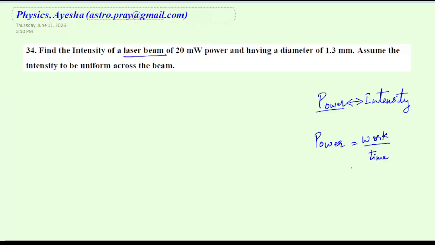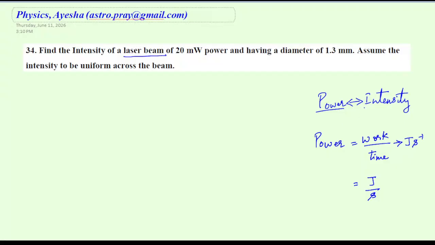Though this problem involves a laser beam, it is a basic question in physics which is asking you to remember the relationship between power as well as intensity. Now, what is power? As you already know, power is work done per unit time. If we look at the SI units, for work the SI unit is joules, for time it is seconds. So, I can write the units of power as joules per second, isn't it?